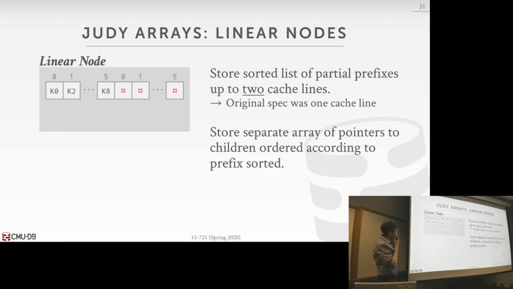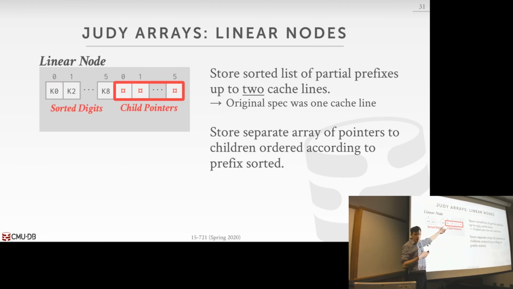The reason why it's called a linear node is because you're just going to do a linear scan to find the digit you're looking for. So you just have 2 arrays. The first array are the sorted digits, and the second array are the child pointers. Whatever offset you are when you scan along to find the digit you're looking for, you keep track of how far you went, and then you can jump to that offset in the child pointers. In the original implementation of the Judy array, this thing was sized to be a single cache line.